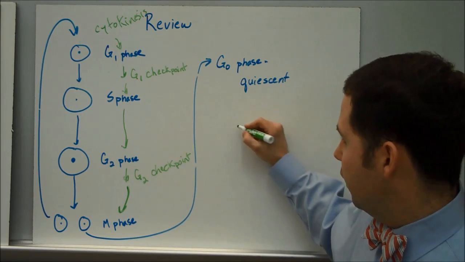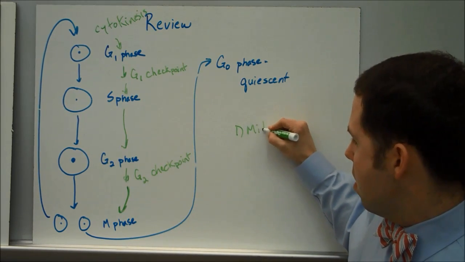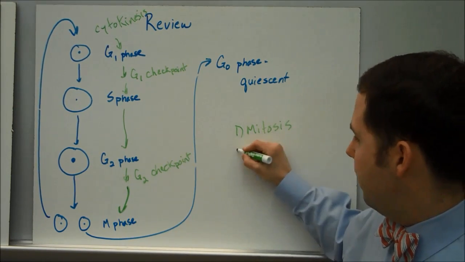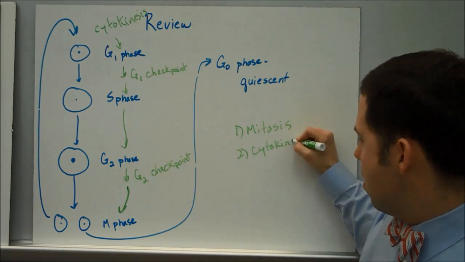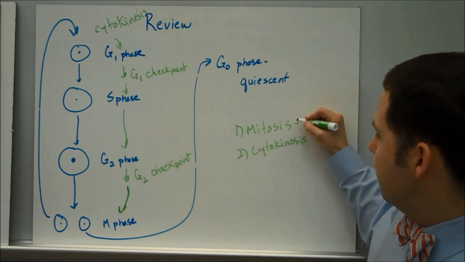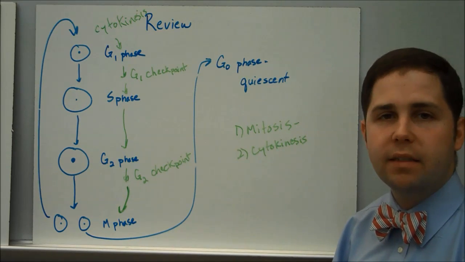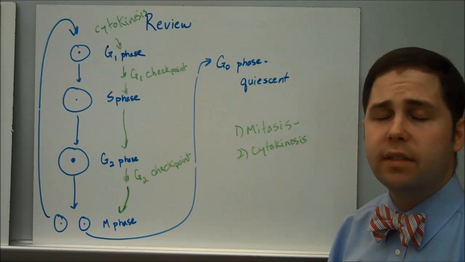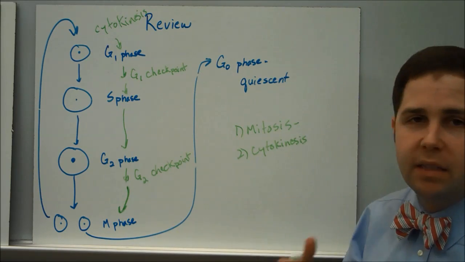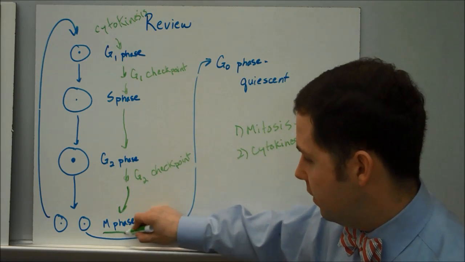So we'll go into first mitosis, and then cytokinesis. And you'll remember that mitosis is the division of the nucleus, one nucleus into two nuclei, and cytokinesis is the division of one cell into two cells. And these occur back to back during the M phase.